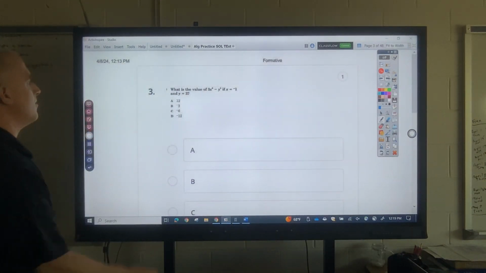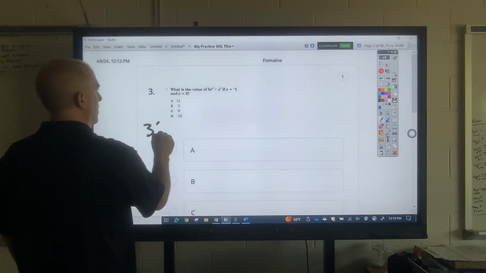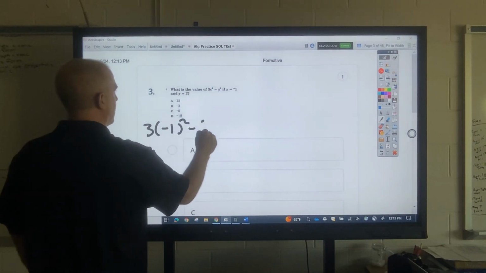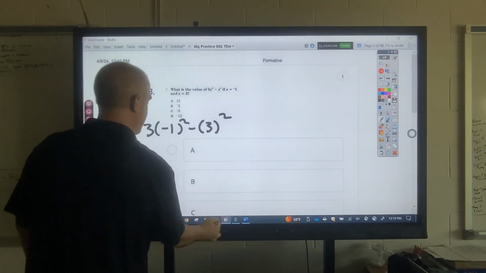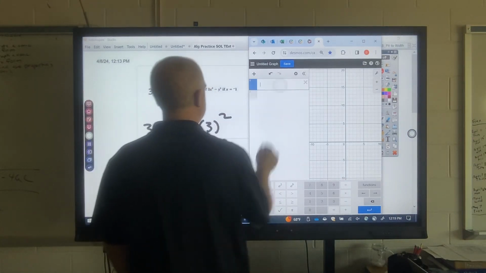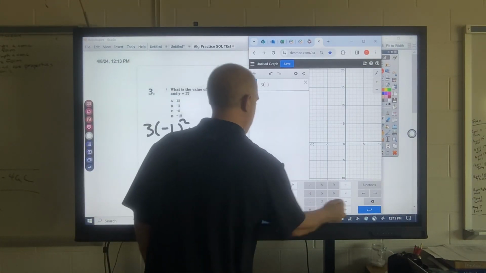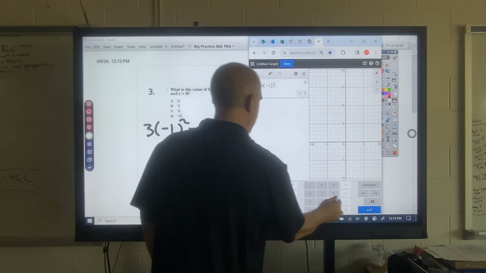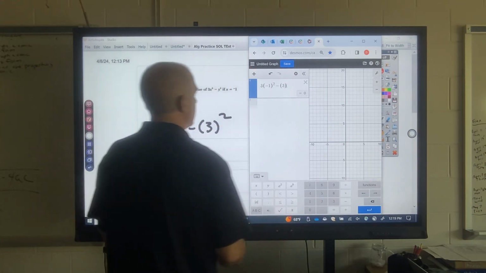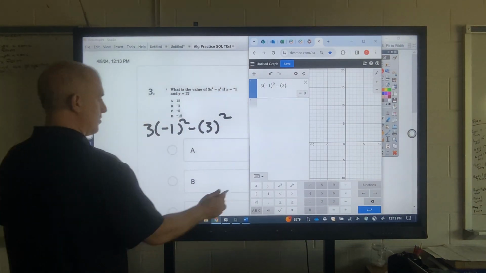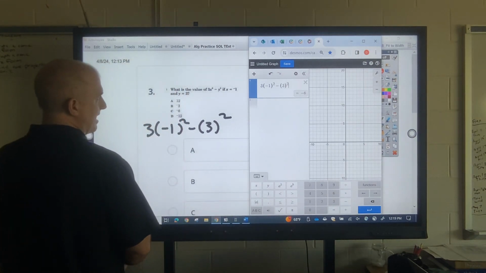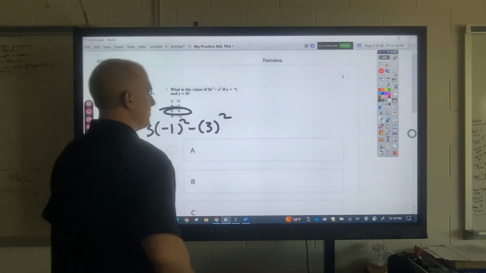What I want to do here is put the squared outside. Make sure you put the squared outside of both of them. So 3, parentheses negative 1, squared, minus parentheses around 3, with a square. That gives me negative 6, which is that answer.